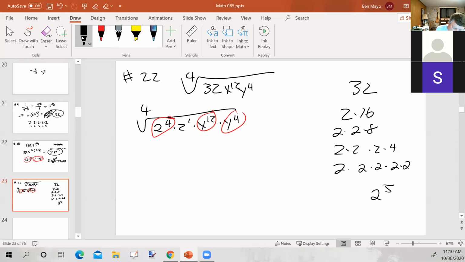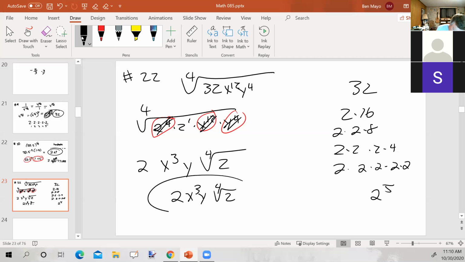What's the 4th root of 2 to the 4th? 2, outside. What's the 4th root of x to the 12th? That would be x to the what? 1/3. Third. And the 4th root of y to the 4th is just y. And we've got the 4th root of 2 left inside. So 2x cubed y times the 4th root of 2 is our final answer.